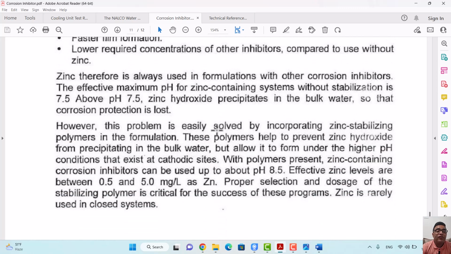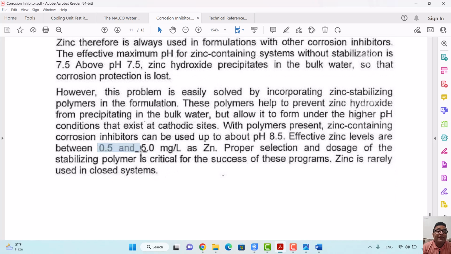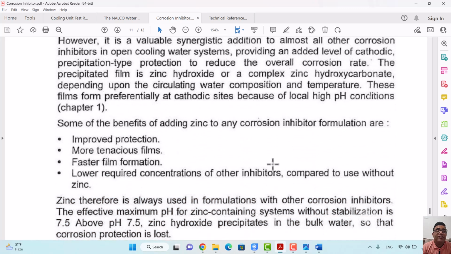And of course, we said that sometimes above pH 7.5, zinc hydroxide precipitates in the bulk water, and the corrosion protection is lost. We have to add some polymers in order to stabilize the performance of these complexes. And of course, we said that a minimum amount of zinc should be added in order to show good performance against corrosion.